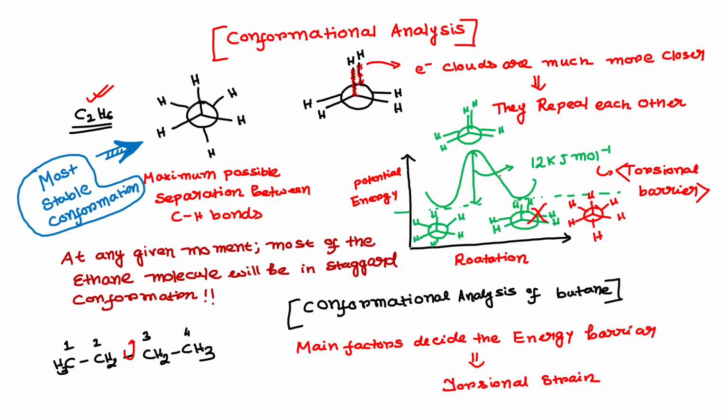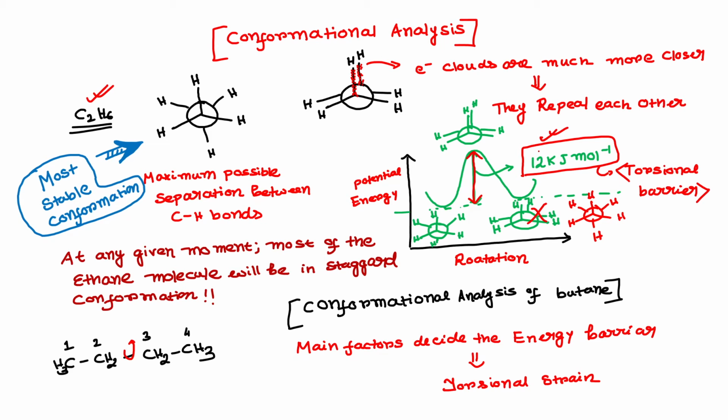Okay, so you can see that the energy barrier for rotation around the sigma bond, that is like this, is 12 kilojoule per mole. Now this energy barrier is not so high that rotation can be retarded. So the rotation is very much possible at room temperature because this energy barrier is not so high.